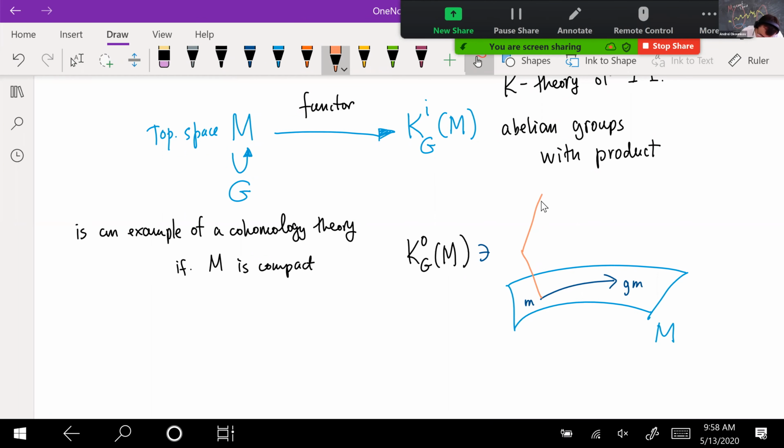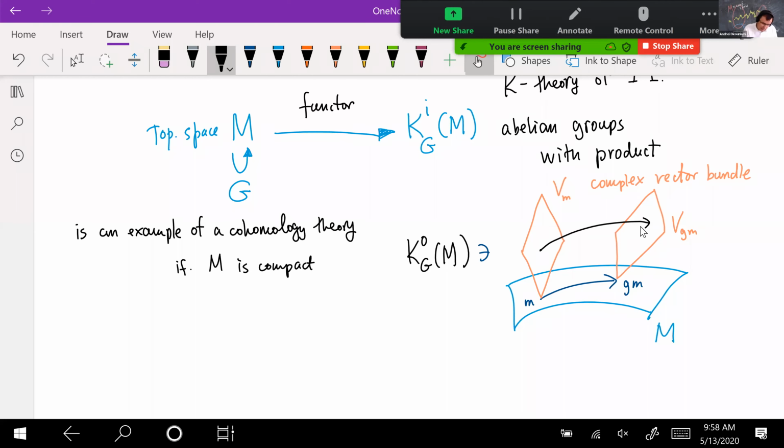So I have a complex vector bundle V which is G-equivariant, meaning that if I consider the fiber over m or the fiber over gm, there is an action of the group G on the total space that covers the action on the base. And in the fiber, it acts by linear transformation. So this is the definition of a G-equivariant vector bundle.